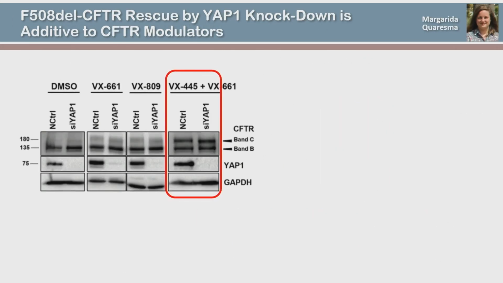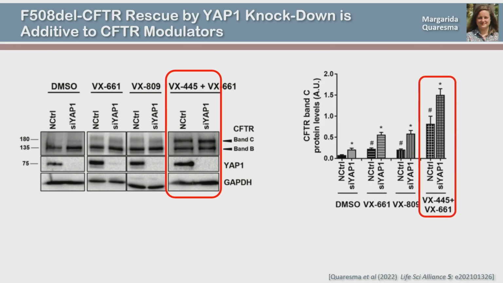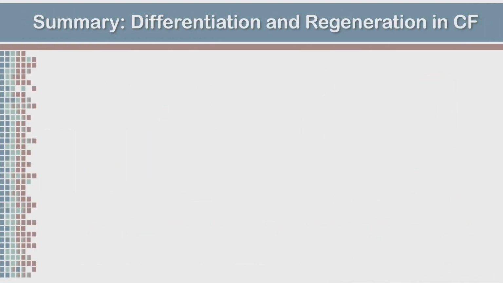Okay, what about if we knock down one of the key transcriptional factors I mentioned, YAP1, together with the modulators? So what we can see here is that knocking down YAP1 by siRNA is actually additive to the effect of the modulators. So this sort of tells us that there is still scope to improve the action of CFTR modulators.